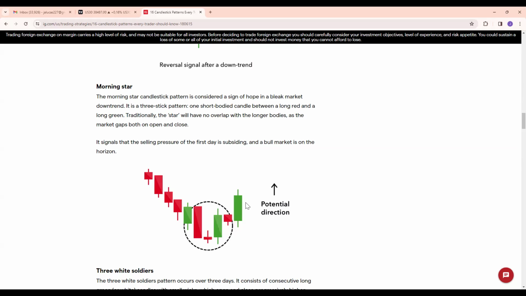And if you look here, this goes back to the 50% concept that I was talking about. It looks like it's nearly 50% of that body. So we came down and we respected 50% of that body, and then we continued up. So that's in a nutshell what this diagram is telling us, and they call it a morning star.